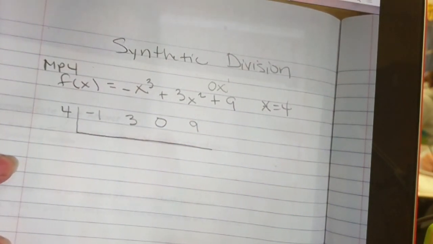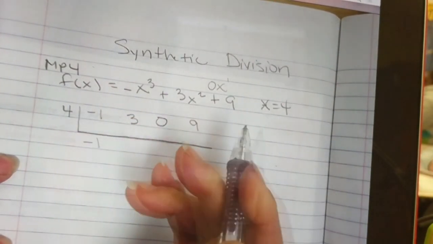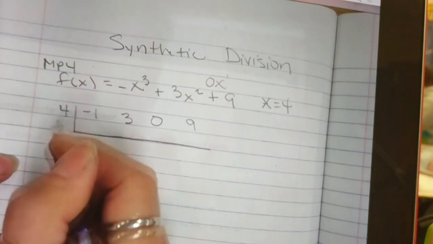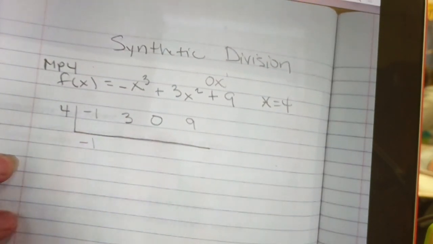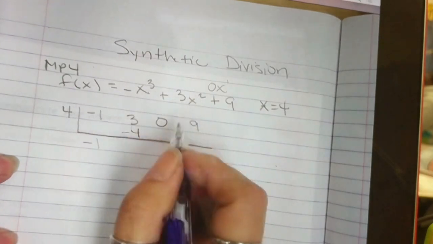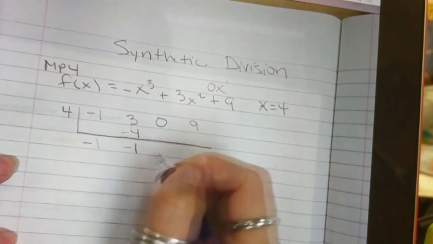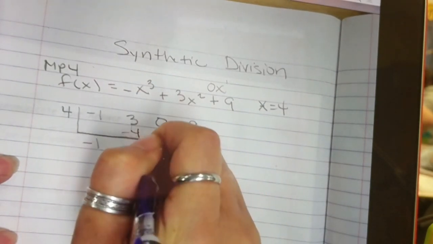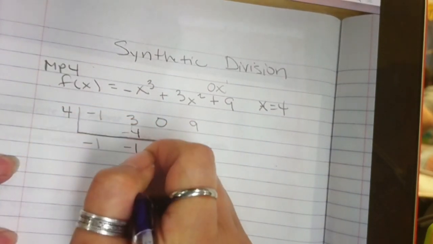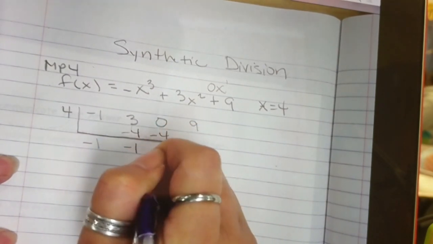I love this. Here you go. Take the first one, drop it down. Multiply these two. What do I get? Negative 4, if I can get my pencil to work. Add. What do I get? Negative 1. Multiply. What do I get? No, these two. Negative 4. Add. What do I get?